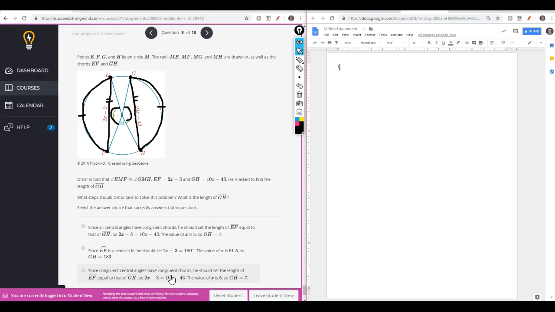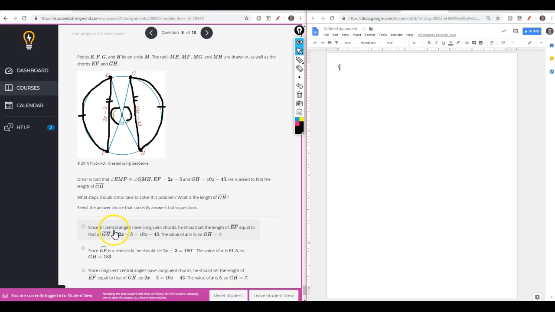Since congruent central angles have congruent chords. Okay, here's the key. This one says that they're being kind of tricksy. We have that congruent central angles have congruent chords. This one does not have congruent.